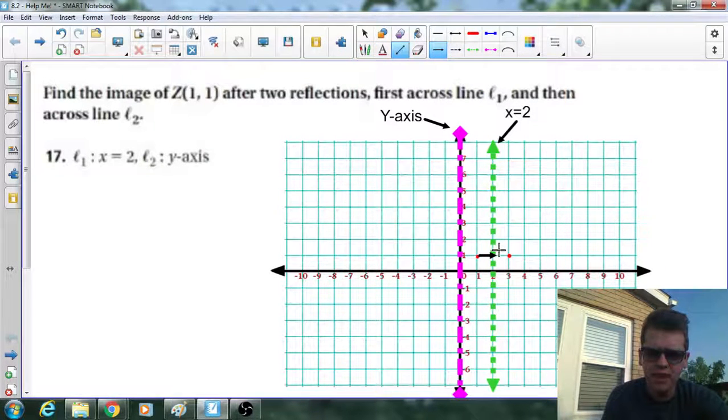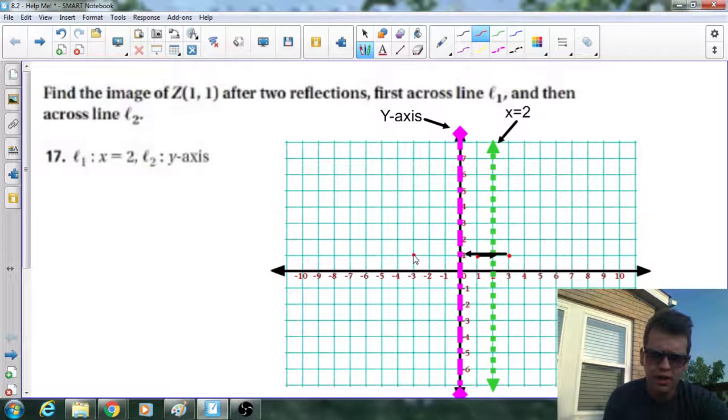Then I grab that point, my new point, and reflect across my second line, which is my y-axis. So I come back this direction to say how far is this point from my y-axis. Well, now I see that's a distance of 3. So I go perpendicular to that. I go 3 out the other direction, 1, 2, 3, and my final point is going to be out there at -3, +1. So hopefully that made sense to you.